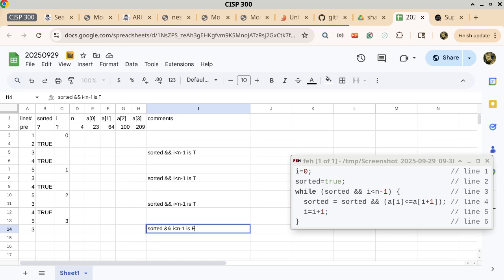So now we have true and false, right? Because the second part, the right-hand side, is false. So we have true and false, which is false. Okay, so the whole thing is false. But that means, oh, okay, we are done. We can now go to post, and we have the conclusion. The conclusion is that the variable named sorted is telling us the array is, in fact, sorted. Are we good so far?